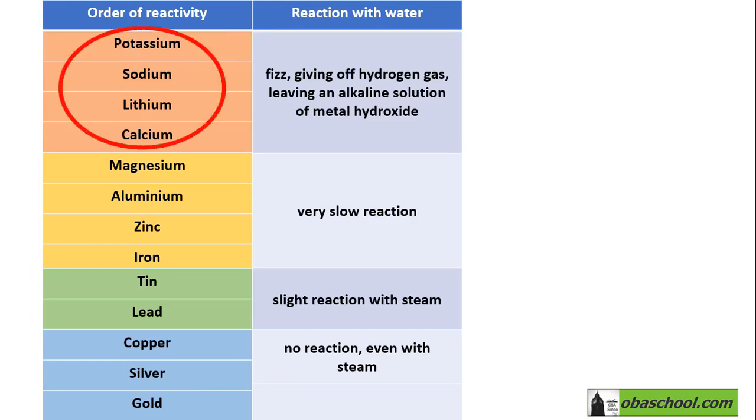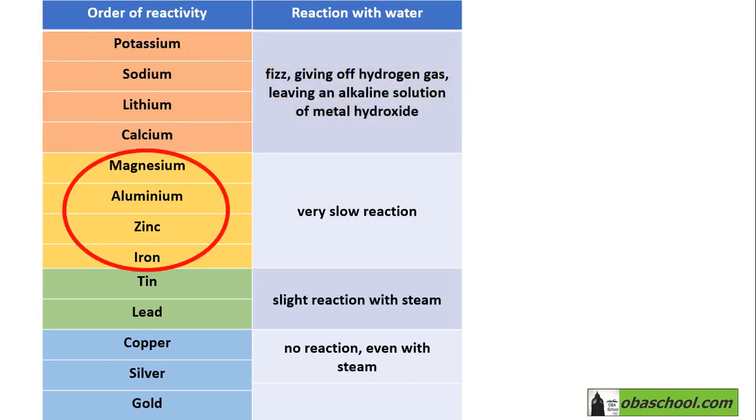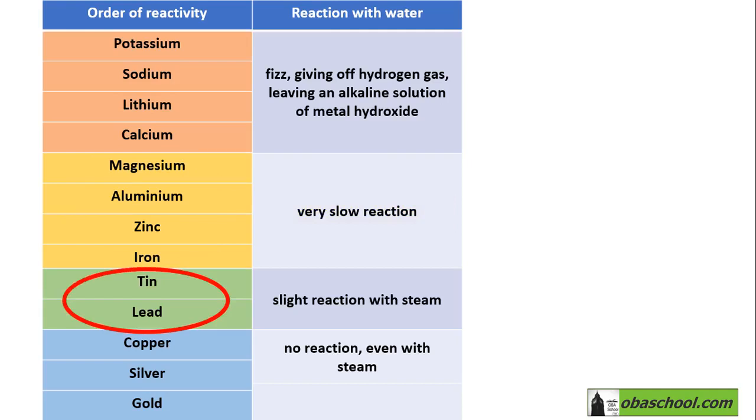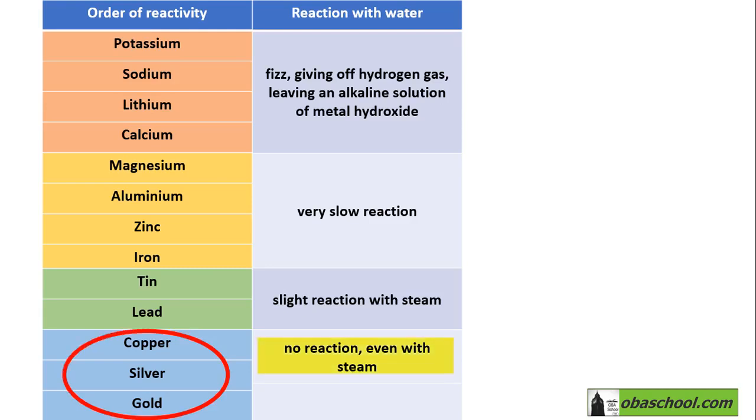Potassium and all the metals below it till calcium, they give fizzing and give off hydrogen gas when they react with water, leaving a metal hydroxide. However, magnesium, aluminum, zinc, and iron, when they react with water, are very slow. And tin and lead do a slight reaction with steam. However, copper, silver, and gold, if you place them in water, there is no reaction and even no steam.